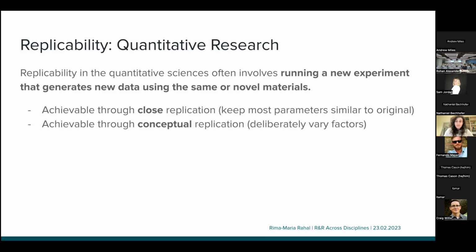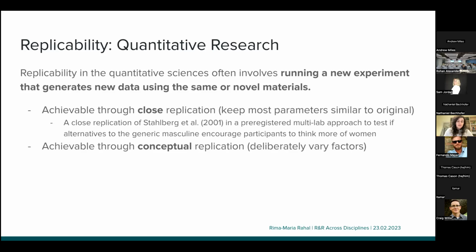And in this body of literature from the Wikimedia Fellowship, there was actually a multi-lab pre-registered replication attempt of a prior study, which aimed to test if alternatives to using the generic masculine form in linguistics would encourage participants to think more of women than if only the generic masculine form was used. There was no example of a conceptual replication in this data set, but it was discussed at least whether it should be this or that type of replication.